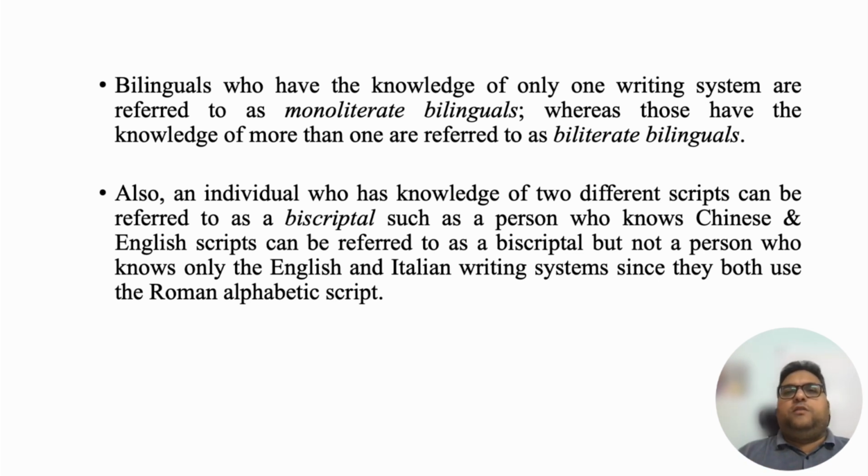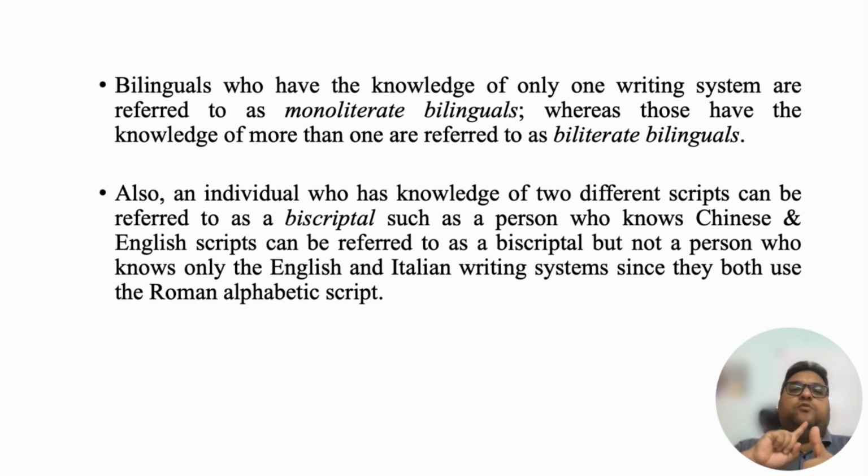Okay. So in that sense, if the only two languages I knew were Hindi and Urdu, then I would be referred to as a monoliterate rather than a biliterate. But given that I know Hindi, English, and Urdu, and maybe a couple of other languages, and I'm at least aware of the ability of reading and writing in Hindi and English, I would be referred to as a biliterate bilingual. So if you know reading and writing in at least two languages, you are a biliterate bilingual.